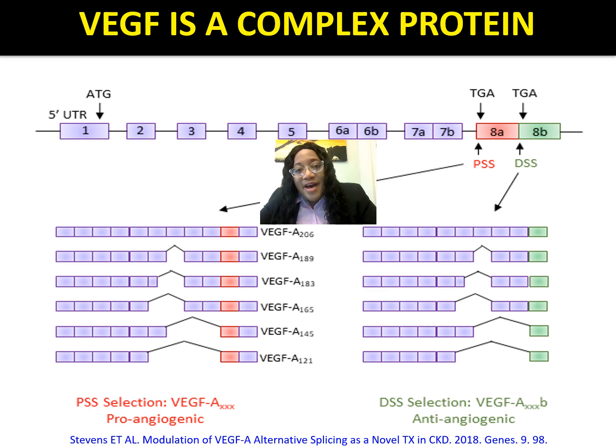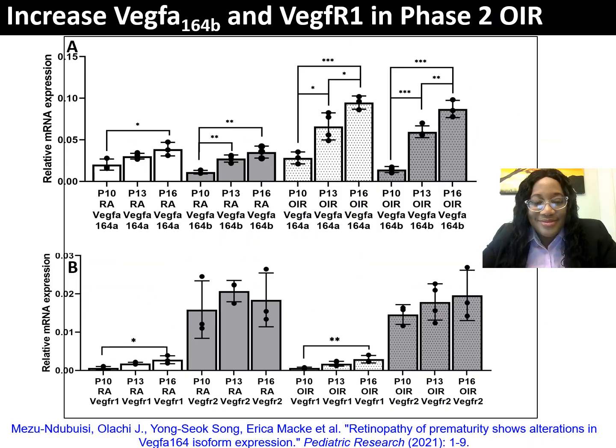VEGF A165 can be spliced proximally to become pro-angiogenic VEGF A165A or distally to produce anti-angiogenic isoform VEGF A165B. However, the precise role of VEGF-A splice variants during OIR is unknown. Using PCR in Romer and OIR mice, we found increased VEGF A164 isoforms and VEGF receptor 1 expression in phase 2 OIR.